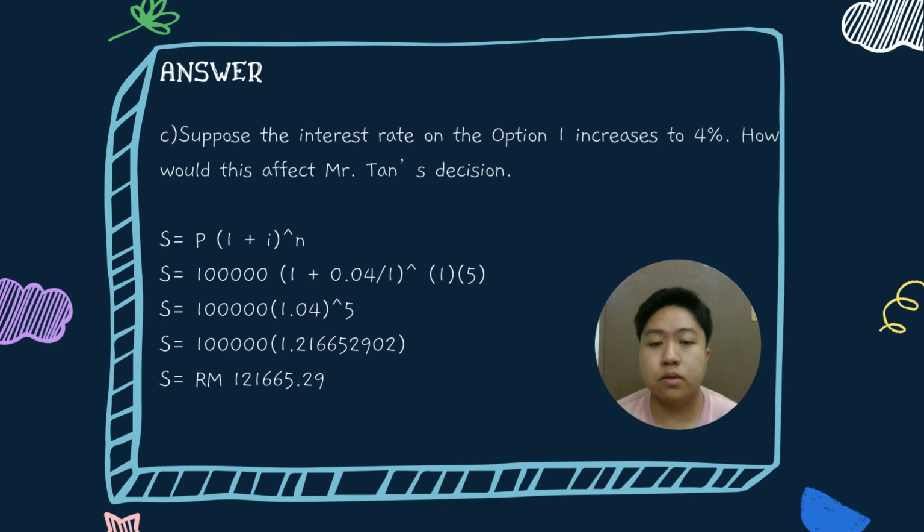First, we will solve the question in the bracket. Then we will power it with 5. So we will get the answer of 1.216652902. Then times it with 100,000, we will get the final answer of RM 121,665.29.